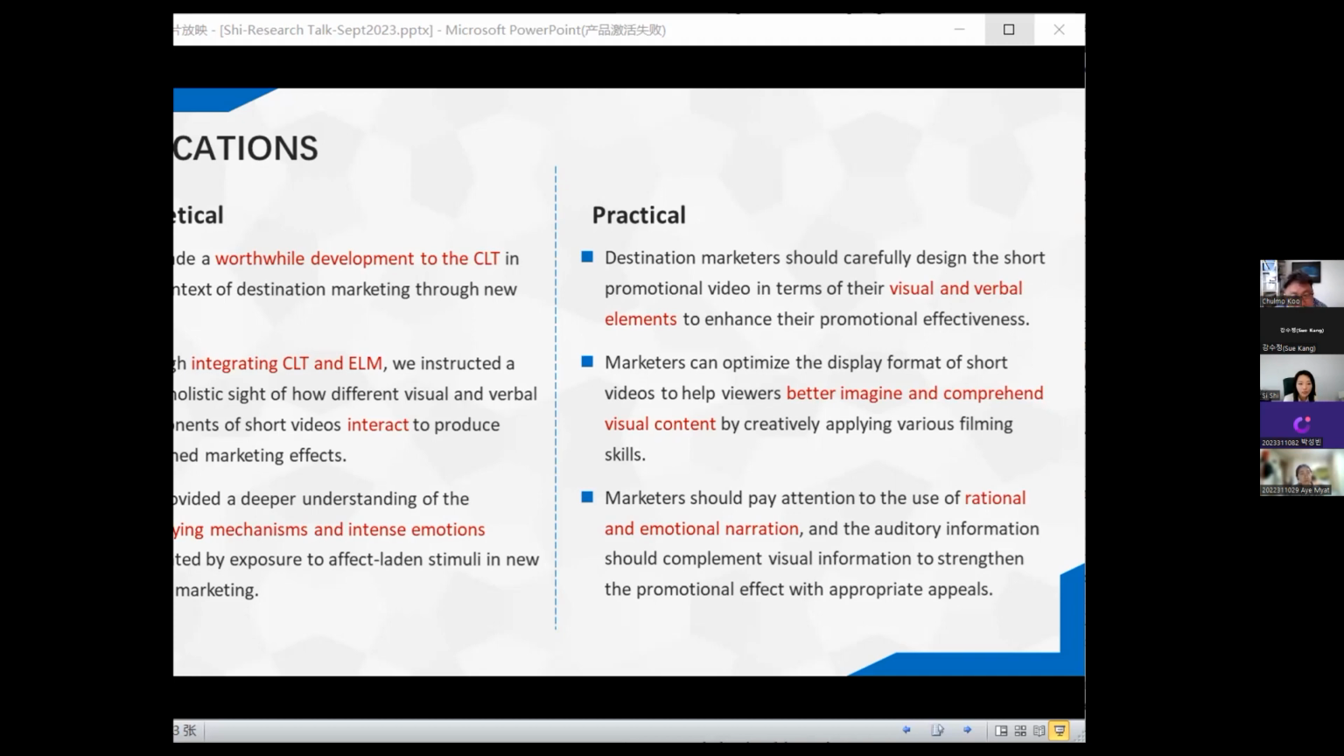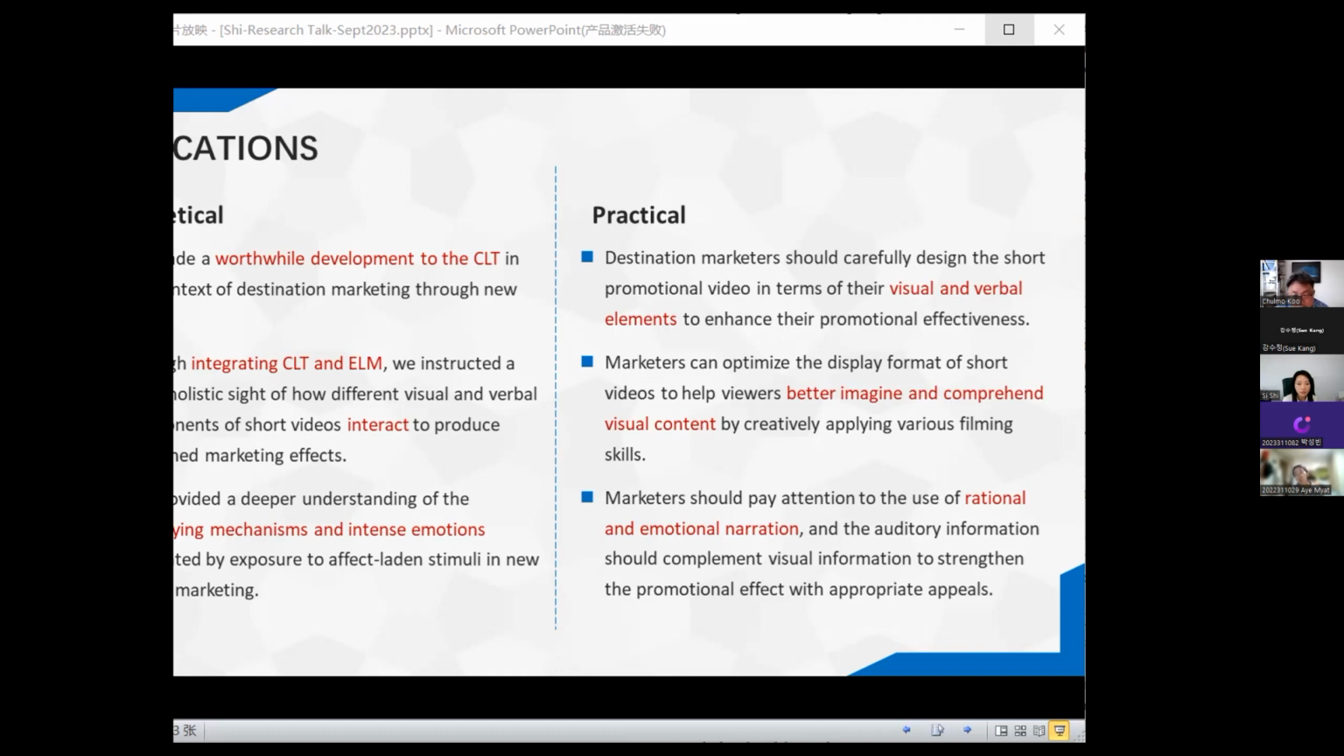So we give three main advices to the marketers. Firstly, the marketers should carefully design the short video platforms in terms of the visual and verbal elements to enhance their effectiveness. So the visual perspective should be considered as an artistic and representational tool that can significantly affect the viewer's cognitive and emotional reactions.